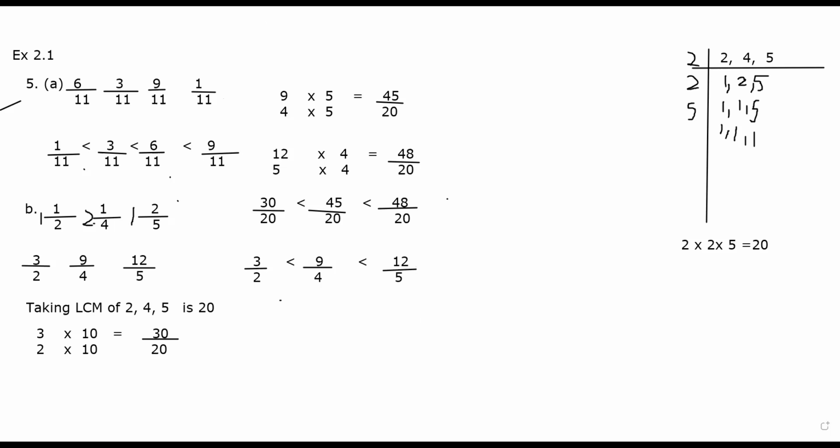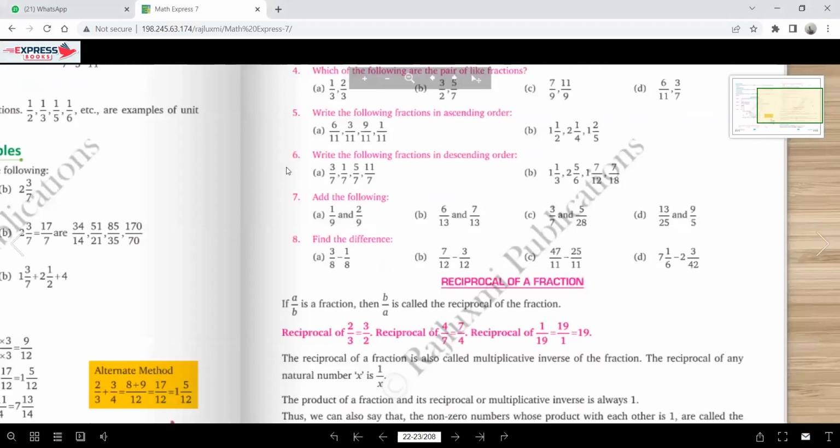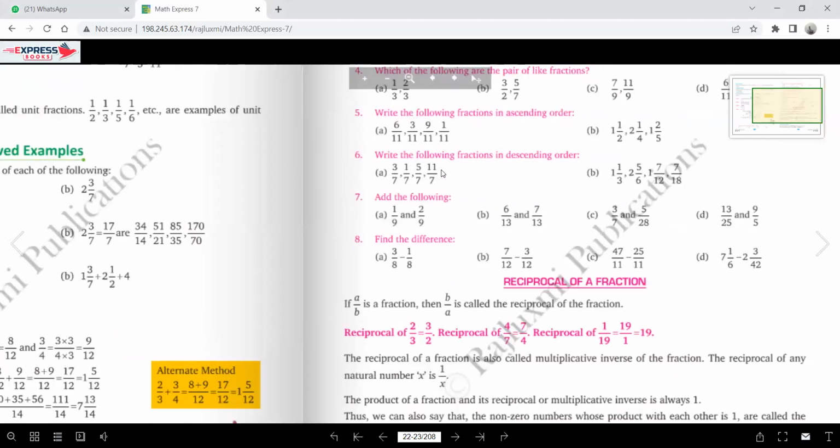Similarly, my dear student, look at question number 5. Question number 5 has already been done by my side. Now you have to see question number 6, part 1. This is 3 upon 7, comma 1 upon 7, comma 5 upon 7, comma 11 upon 7. As you can see, all the fractions are like fractions. So we don't need to make any trouble now. We have to make it descending order. That means we have to put the greatest number first. So 11 upon 7 would be the greatest number. Then 5 upon 7, then 3 upon 7, then 1 upon 7. Okay, so we need to solve this in this fashion.